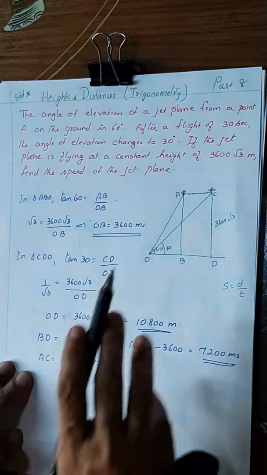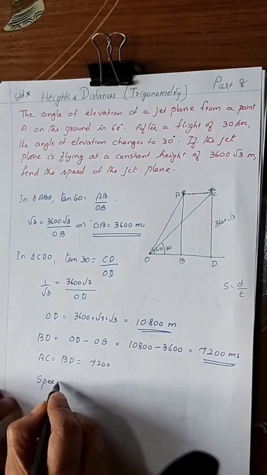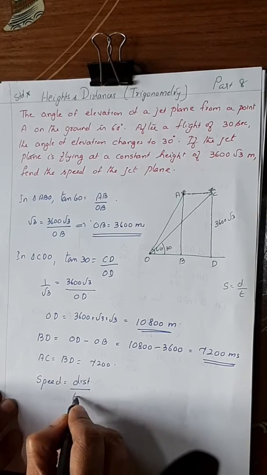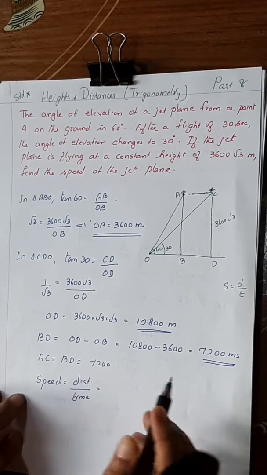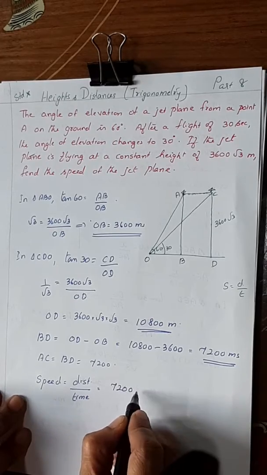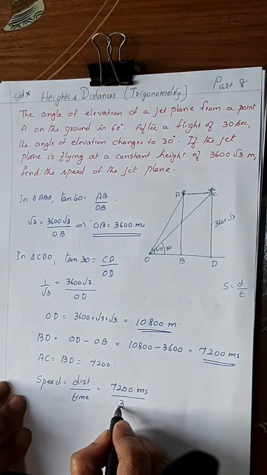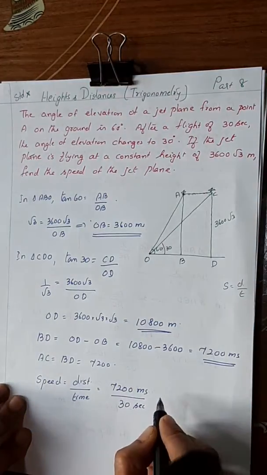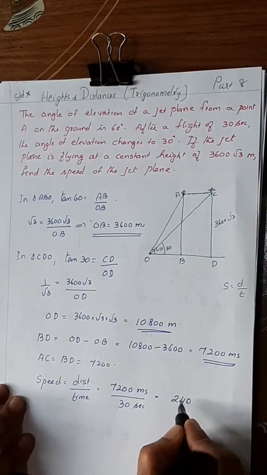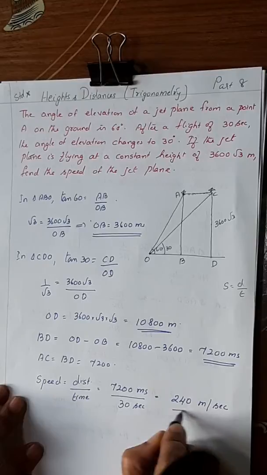Now we have to find the speed. So speed is equal to distance by time. Now the distance is 7,200 meters and the time is 30 seconds. So this is equal to 240 meters per second.